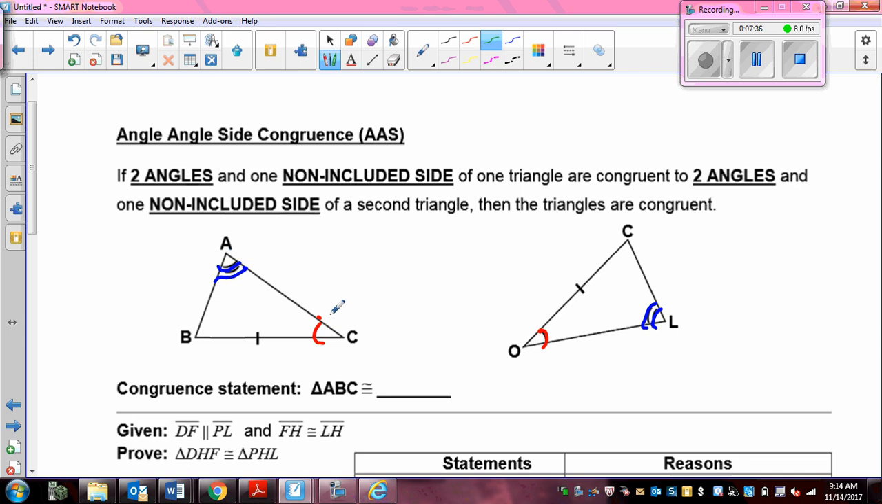So it can't be AC because that'll be angle, side, angle. It has to be the other side. So BC is congruent to OC. Right, that's what they give us. That means that my two triangles are congruent. Everything about them is equal. And I'm just going to write my congruency statement.